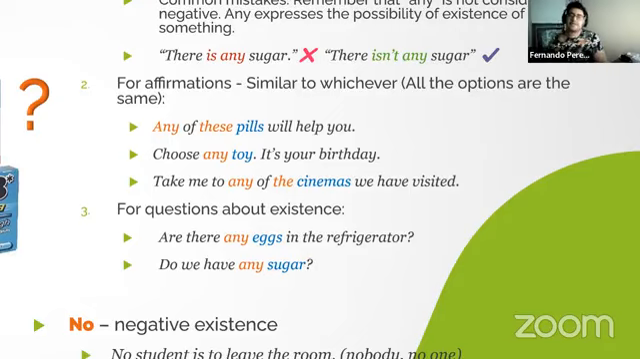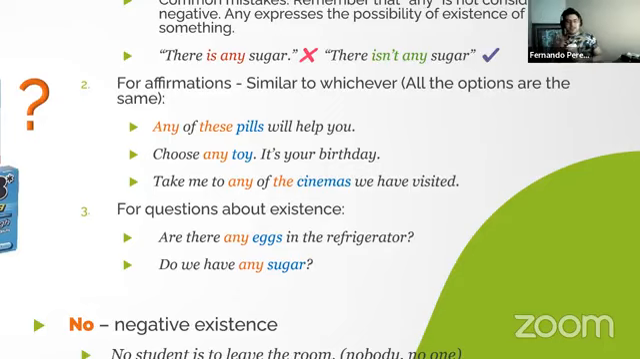Finally, number 3, questions. For questions about existence, are there any eggs in the refrigerator? Do we have any sugar? That's right. When you don't know, you use any. Easy as that.